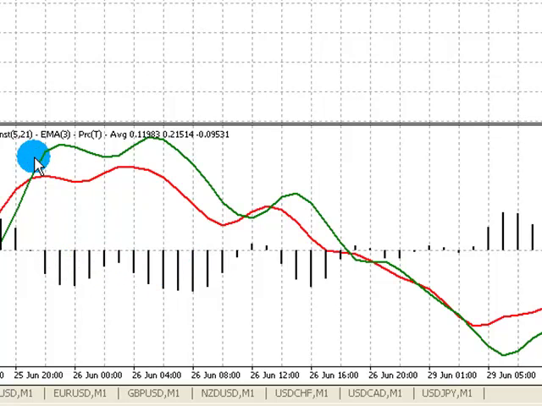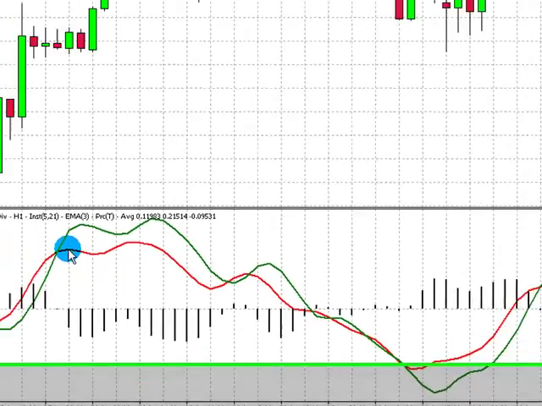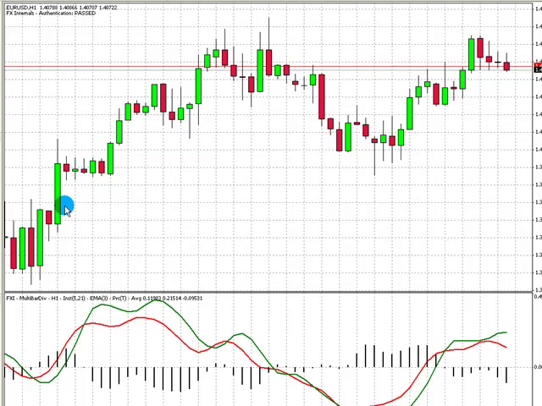So you can see here the internal strength is higher than the pair strength itself. And you can see that during that time frame, the pair sort of rose a little bit. The internals were drawing the currency itself higher.